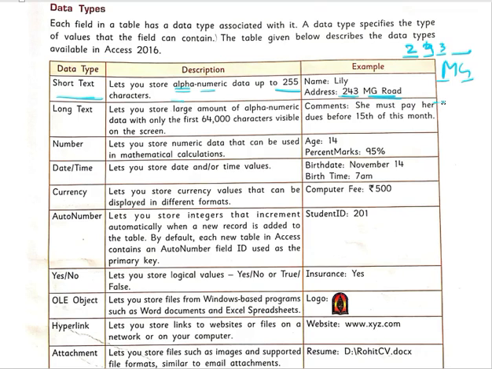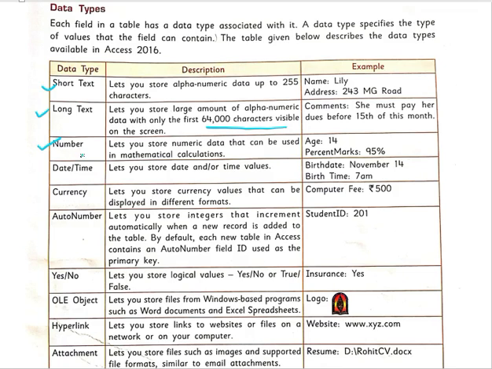M is a character, G is a character, and again, if there is some space, that space will also be counted. So like this, it can hold up to 255 characters. Next data type is long text. In long text, it can contain up to 64,000 visible characters, and it can be alphanumeric. That means in this section we can write one sentence or a paragraph also.